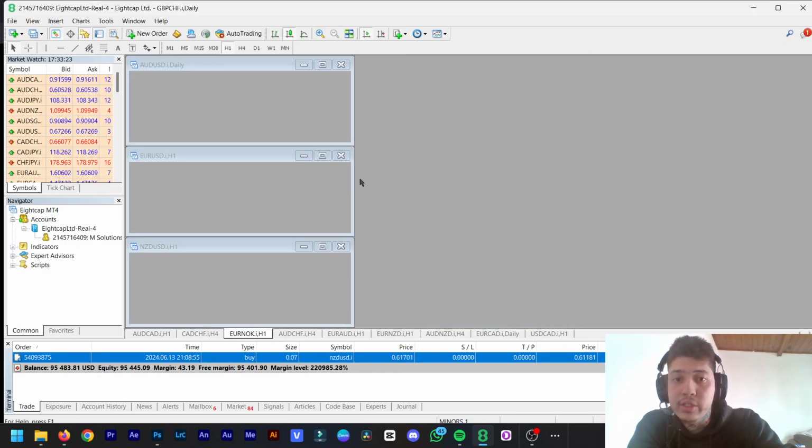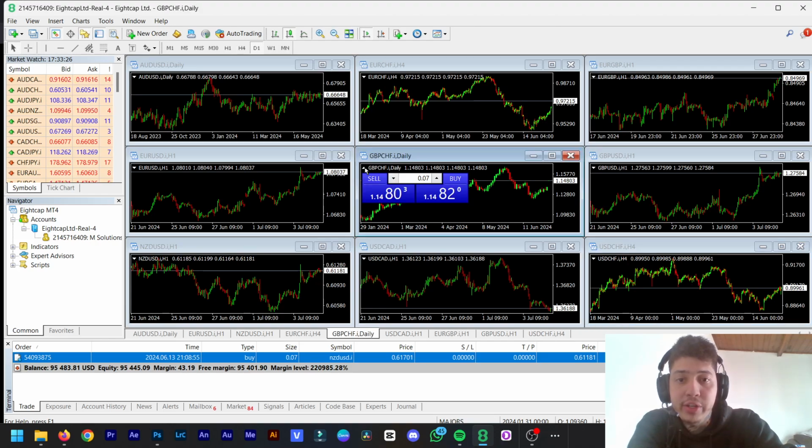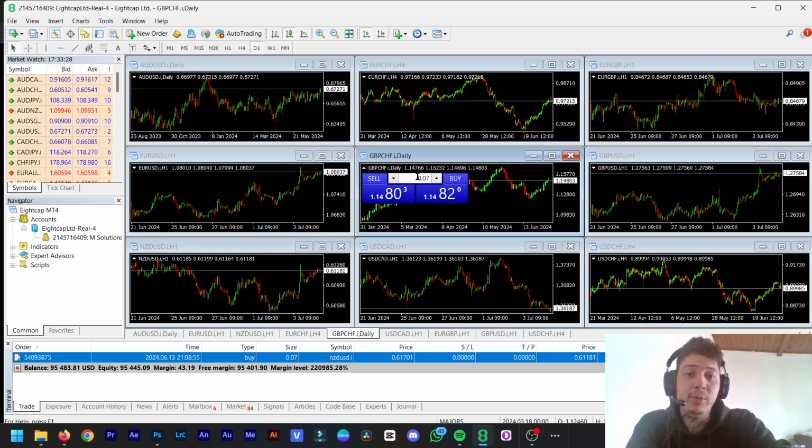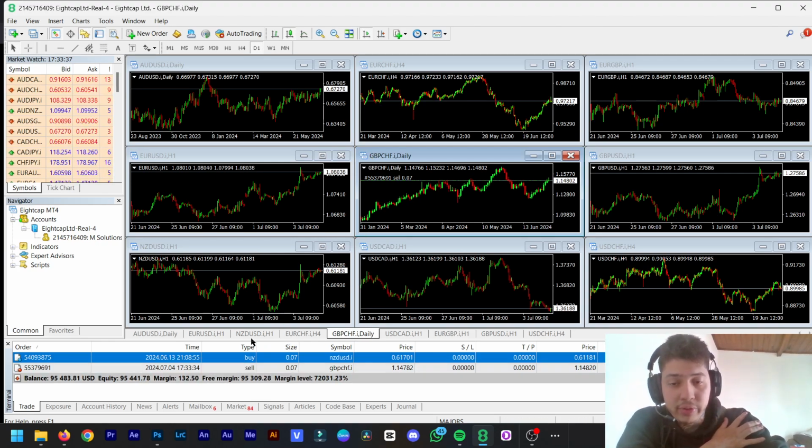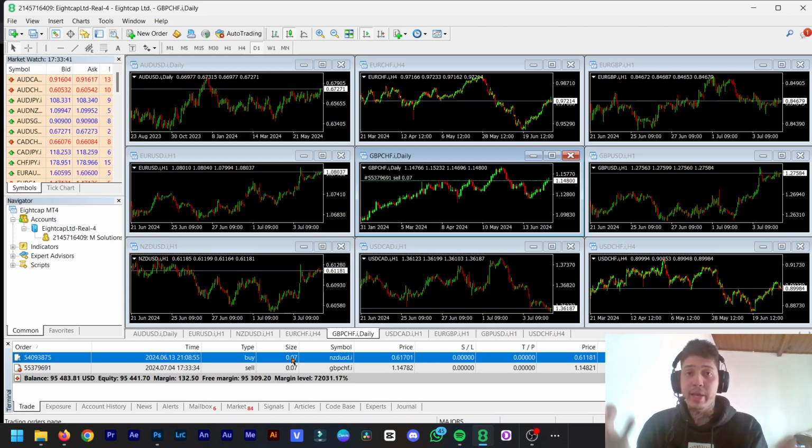So as you can see, I have GBP CHF here. I'm gonna place an order at 0.07 lot size. I'm gonna sell here because it's my leverage that I'm using now. And as you can see, the leverage is the same as all of the other trades that I use. So they are similar because I need to maintain the balance of the account.